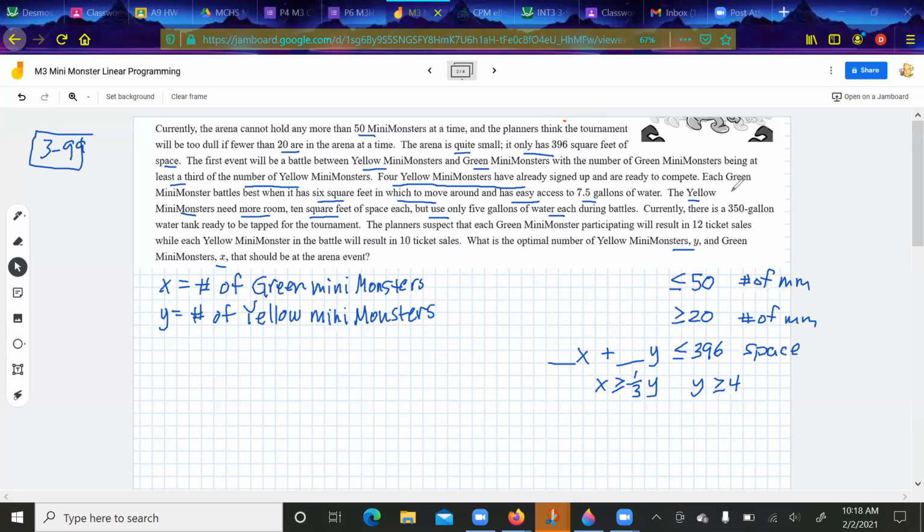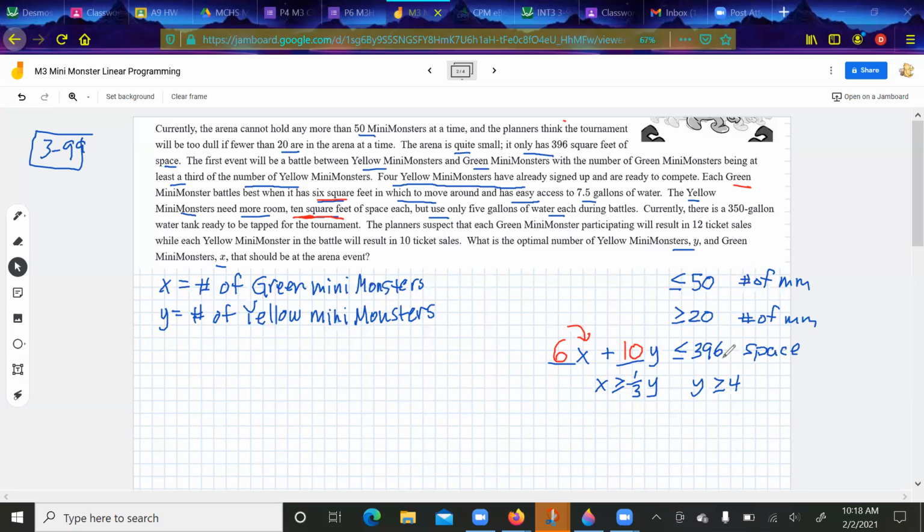Let's see. Each green mini monster needs 6 square feet of space, so that's going to be 6x for each green mini monster, right? But the other monsters need more space. I believe they need 10 square feet, so we put plus 10y is less than or equal to the total space, 396.